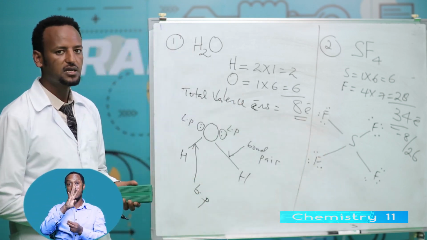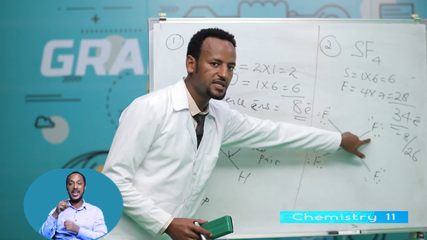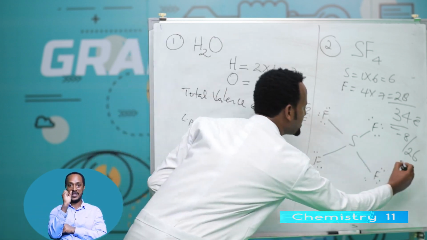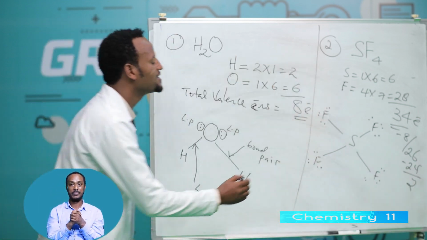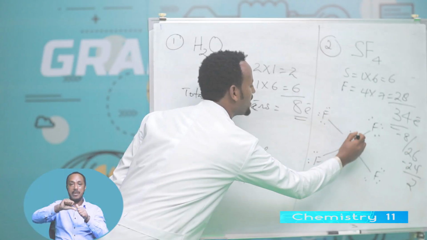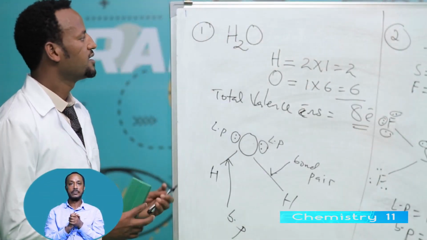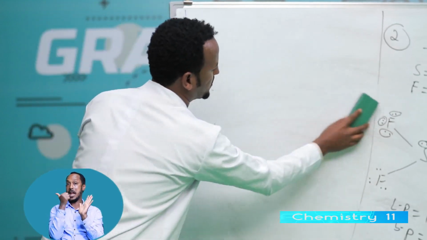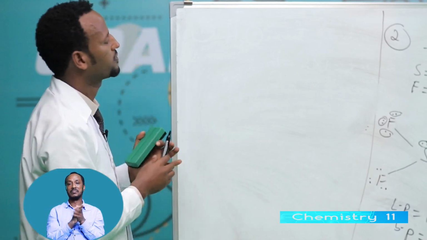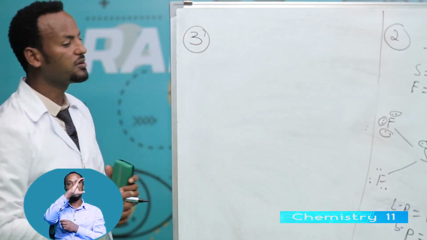Total number of electrons is 8. Therefore, look, 6, 6, 6, 6. 6 times 4, 24. 26 minus 24, the remaining electron is 2. This 2 is for what? The central atom, sulfur. This is the Lewis structure of SF4. One more example.